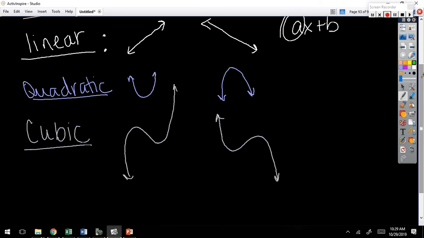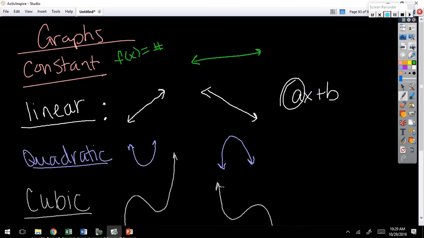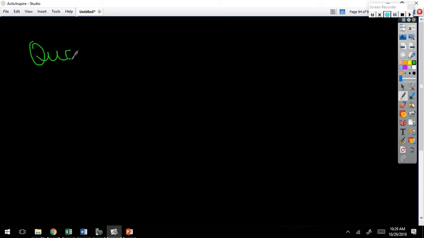I'm going to have to go to the next page. Quartic. You're exact. How'd you know?